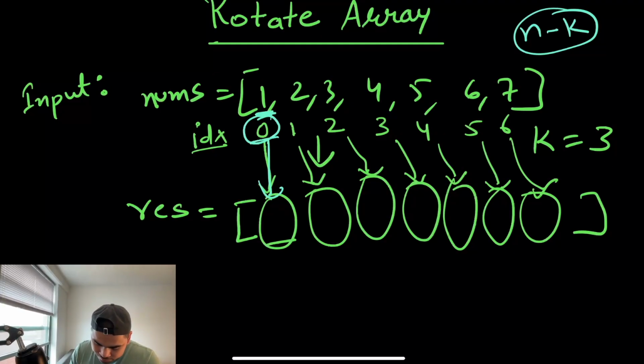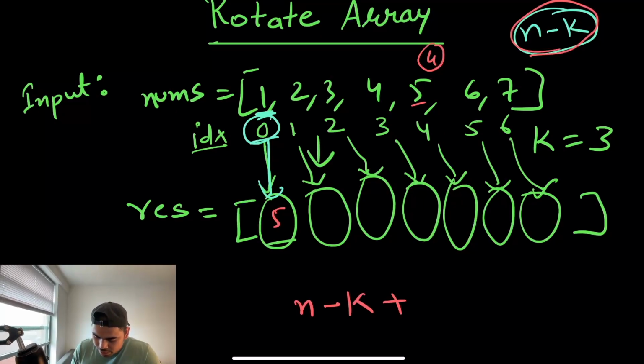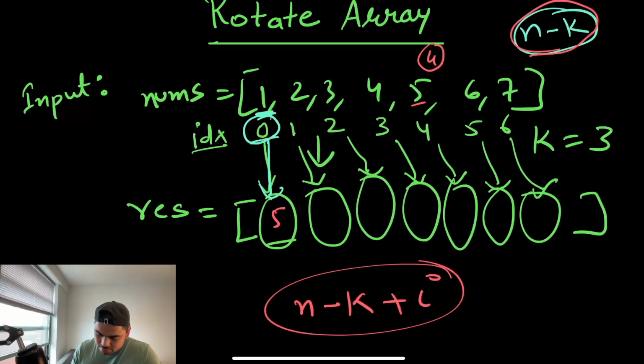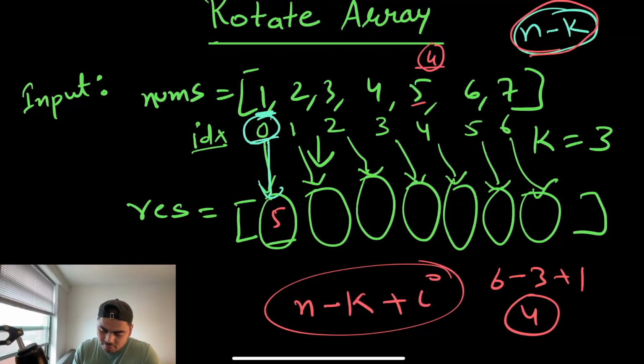So you go back, you come over here, so that's 1, and then 2, and then 3. So 5 will be moved over here. You must have seen that in the example. So 5 will come over here, and how do you get this 4? You have n, so n minus k, and you add i to it. So n minus k plus i. In this case, it is 6 minus 3 plus 1. It's giving us 4, and this is the 4th index, right?